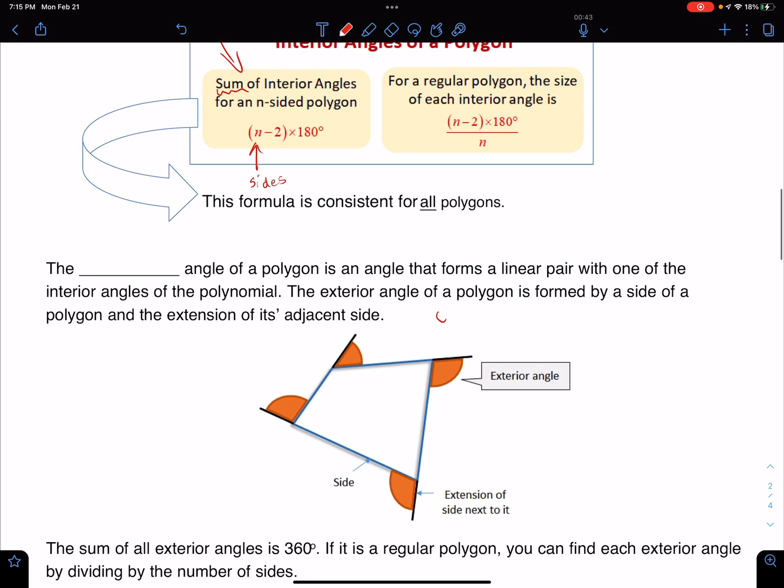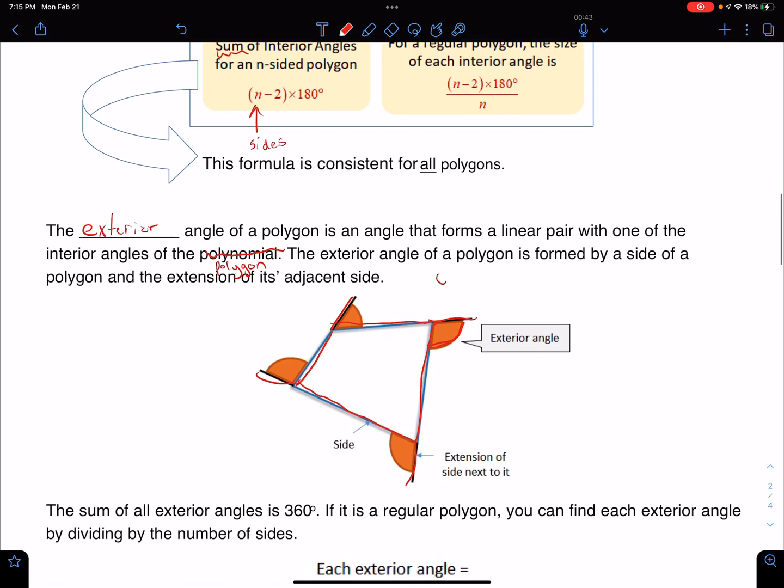Okay, so this is the second thing that we're going to learn today. The exterior angle of a polygon is an angle that forms a linear pair with one of the interior angles of the polygon. The exterior angles of a polygon are formed when a side of the polygon and an extension of its adjacent side meet. So this is my original quadrilateral. I extend each side, and this angle here is the exterior angle.